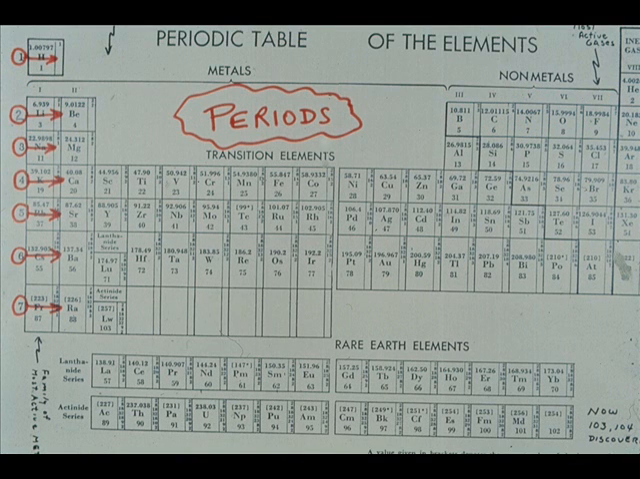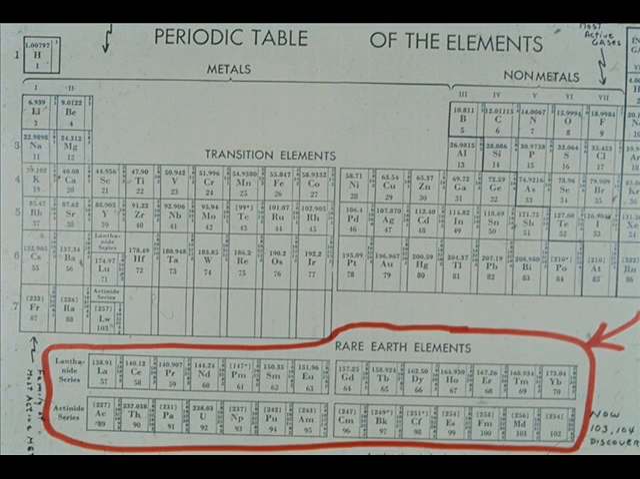The horizontal rows are called periods, and all elements in a given period have the same number of shells of electrons. The rare earth elements are extracted from the table and listed at the bottom.